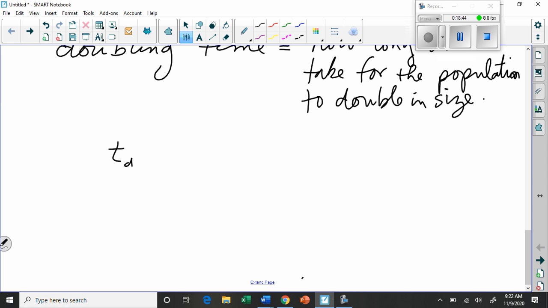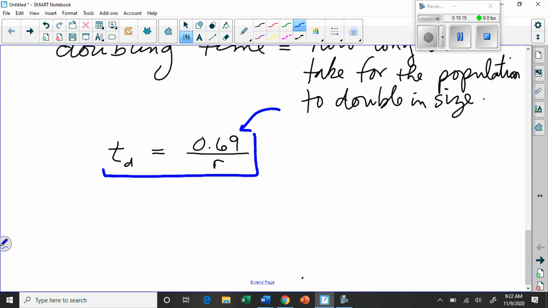TD. Again, this D is not death. This D stands for double. So again, it's a little bit confusing, but it's just a subscript. It's just an identifier. It's not a number that's going to be involved. TD is simply equal to the number 0.69 divided by the little r. The top of this is already figured out for you so you don't have to worry about the complicated math. We've whittled it down in the textbook to this doubling time equation. Okay?